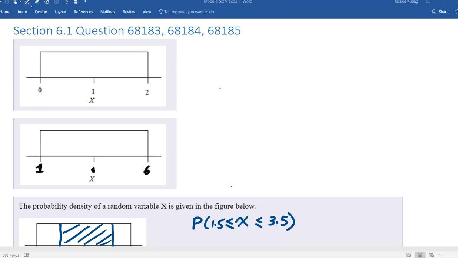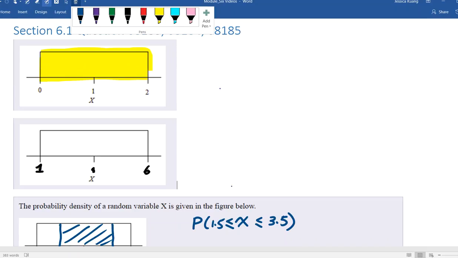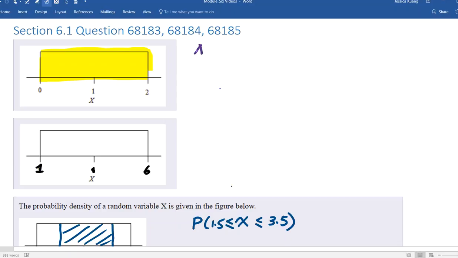So here we have a uniform distribution. What is so special about a probability distribution is that the area under the curve should equal 1. So that would be the total area of this rectangle. It should be 1. But we also know that the area of the rectangle is the length at the bottom times the height.